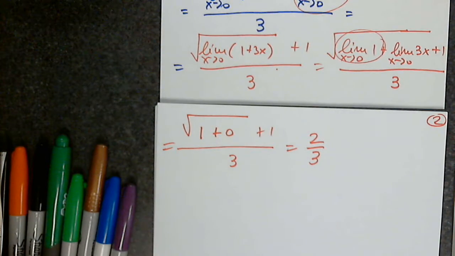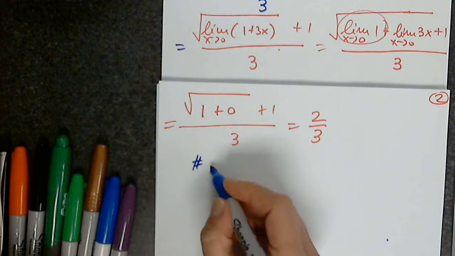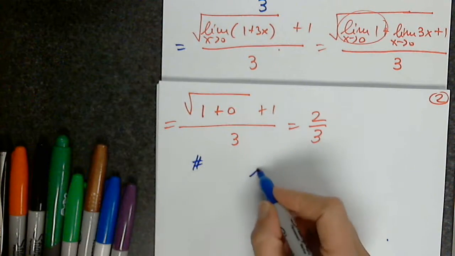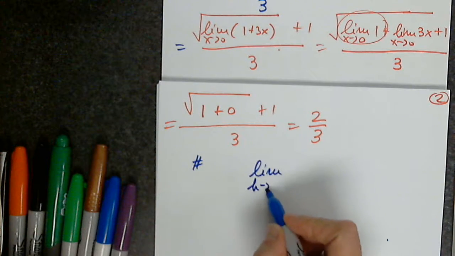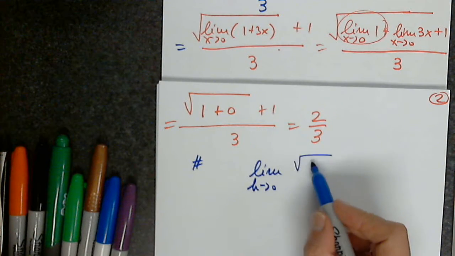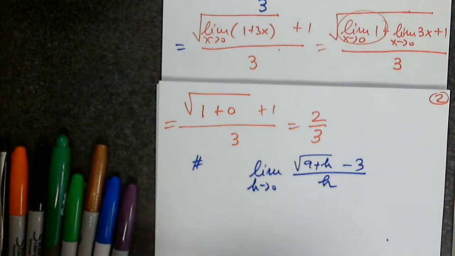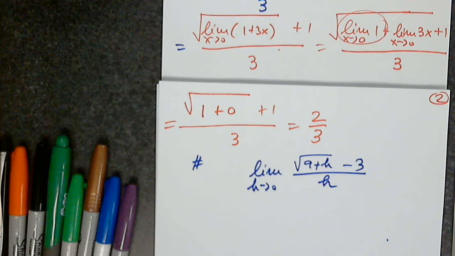Okay, so what was the question? The question is basically find the limit as h approaches 0 of the square root of 9 plus h minus 3 over h. Good. This is the difference quotient, basically. Okay, so it's on the square root of x, or just x plus 9. That's what it is. Okay, so any suggestions on this problem?